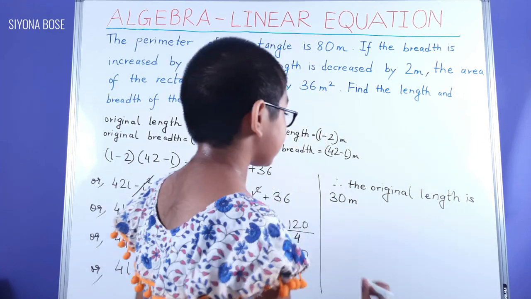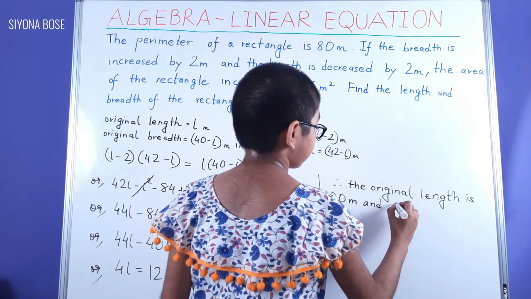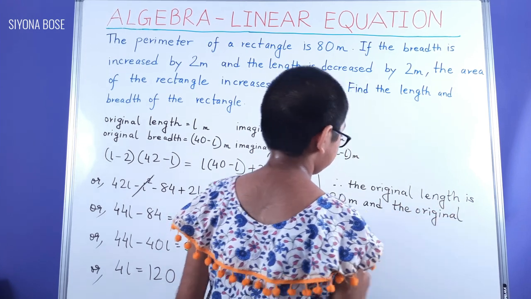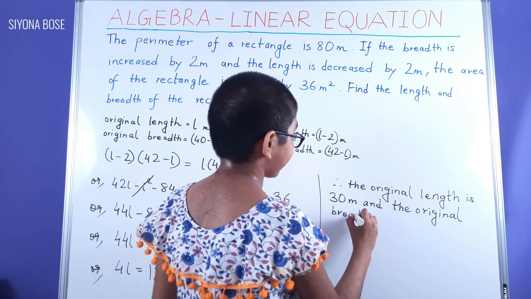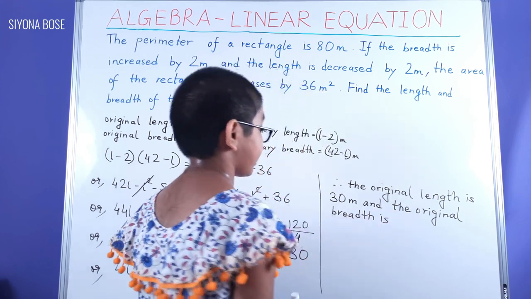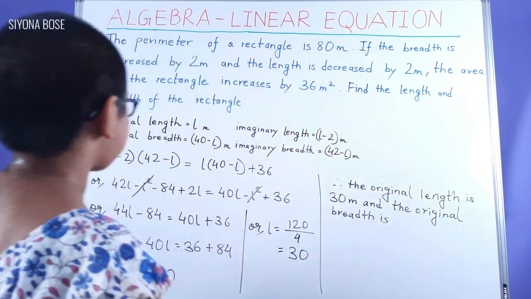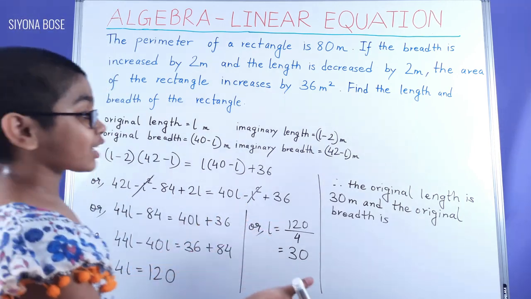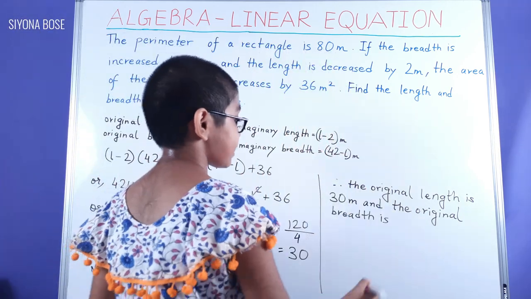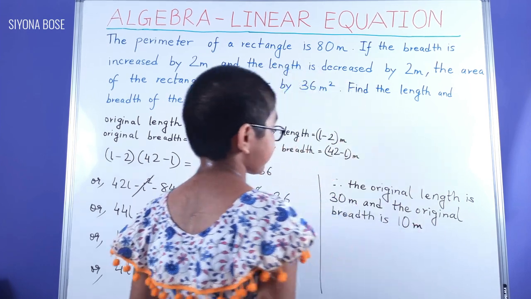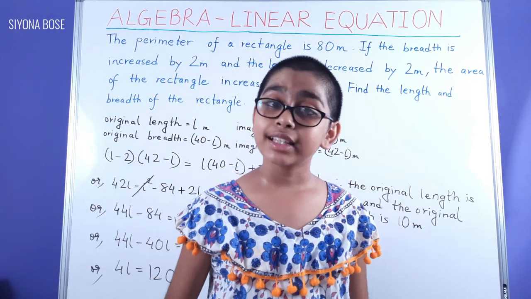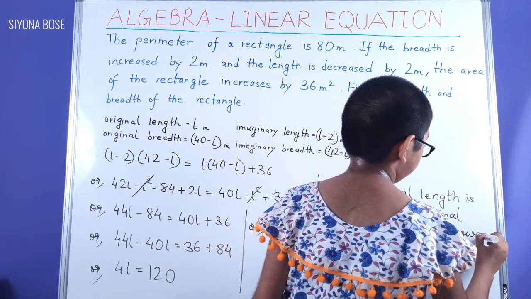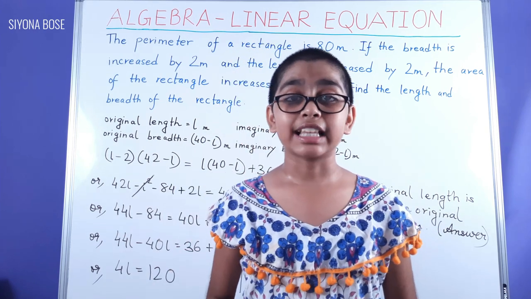and the original breadth is 40 minus 30, because we have 40 minus L as our original breadth's relation. Then 40 minus 30 gives us 10 meters. 10 meters is the original breadth. And this is our final answer. Now you may take a look at the board.